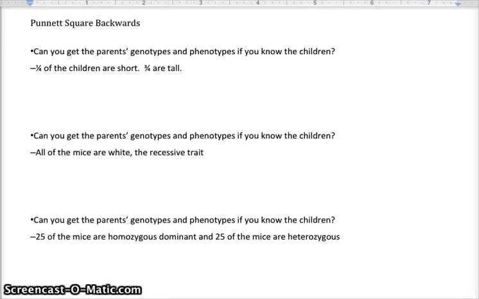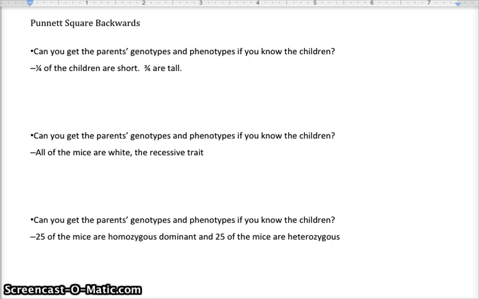Alright, so we already did some Punnett Squares forward, and hopefully you've mastered those. So now we're going to talk about Punnett Squares backwards. Before, we were given the parents, and you had to find the possibilities of the children. So now we're going to work backwards.